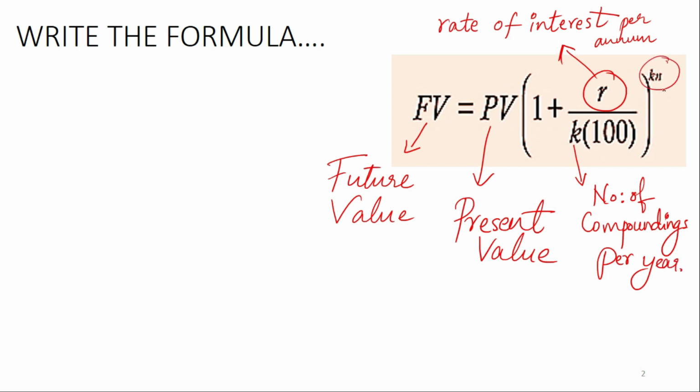Now we shouldn't forget one more term here, which is N. You can see it's K multiplied by N. So N stands for the number of years. And now we are all good to start with the GDC.